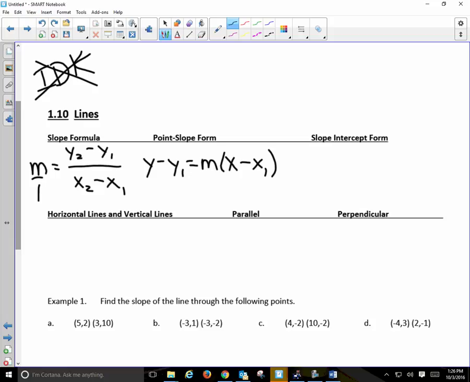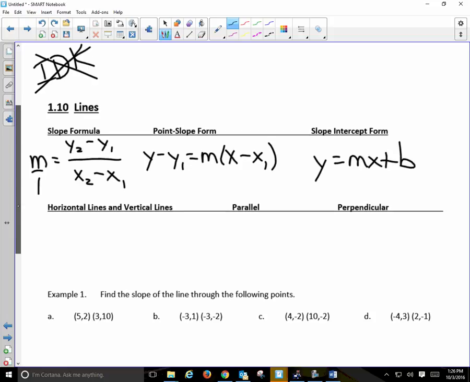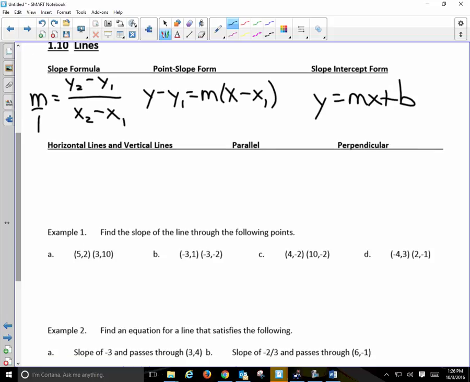Easy peasy. Slope-intercept form is y is equal to mx plus b. So we will take the point slope form and transfer it into slope-intercept form. Some people may wonder, why do I even refer to point slope form if we're going to put it in that form anyway? This is much more user-friendly, especially when we get to calculus.